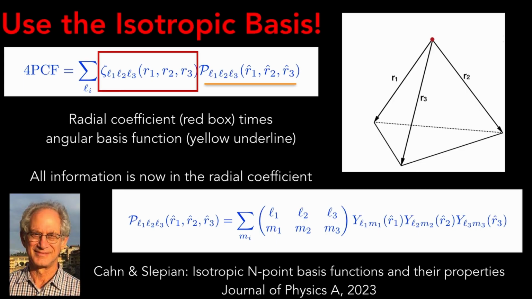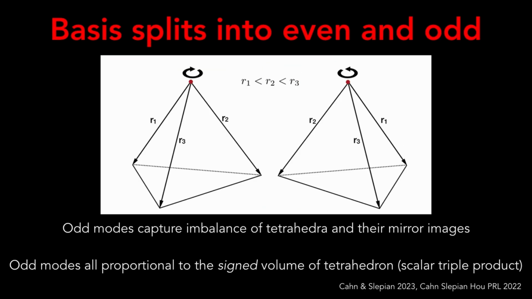We also order the sides so that r1 is less than r2, less than r3, and this turns out to be essential for parity-odd functions. So the basis that we have splits into even and odd modes. Even modes have an even sum of L1, L2, L3. Odd modes have an odd sum.